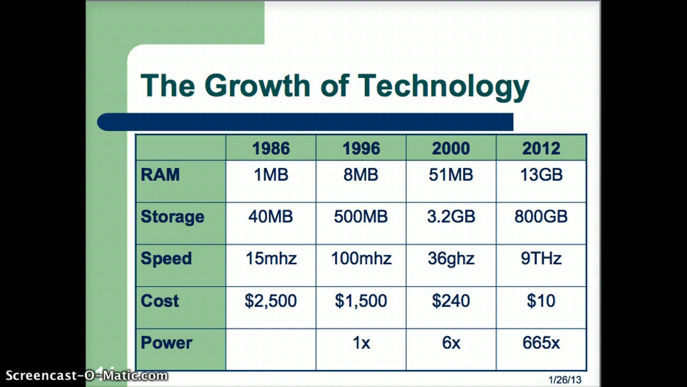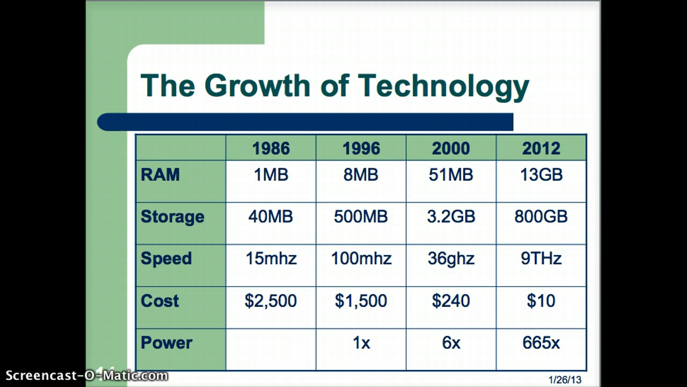1996, 10 years later, I came back to Slippery Rock as a faculty member. At that point, 8 megabytes of RAM. I had a computer in my office. This was probably the specs: 500 megabytes of storage, 100 megahertz of speed. It cost $1,000 less than it did 10 years earlier. And the power was twice as much as it was in 86.